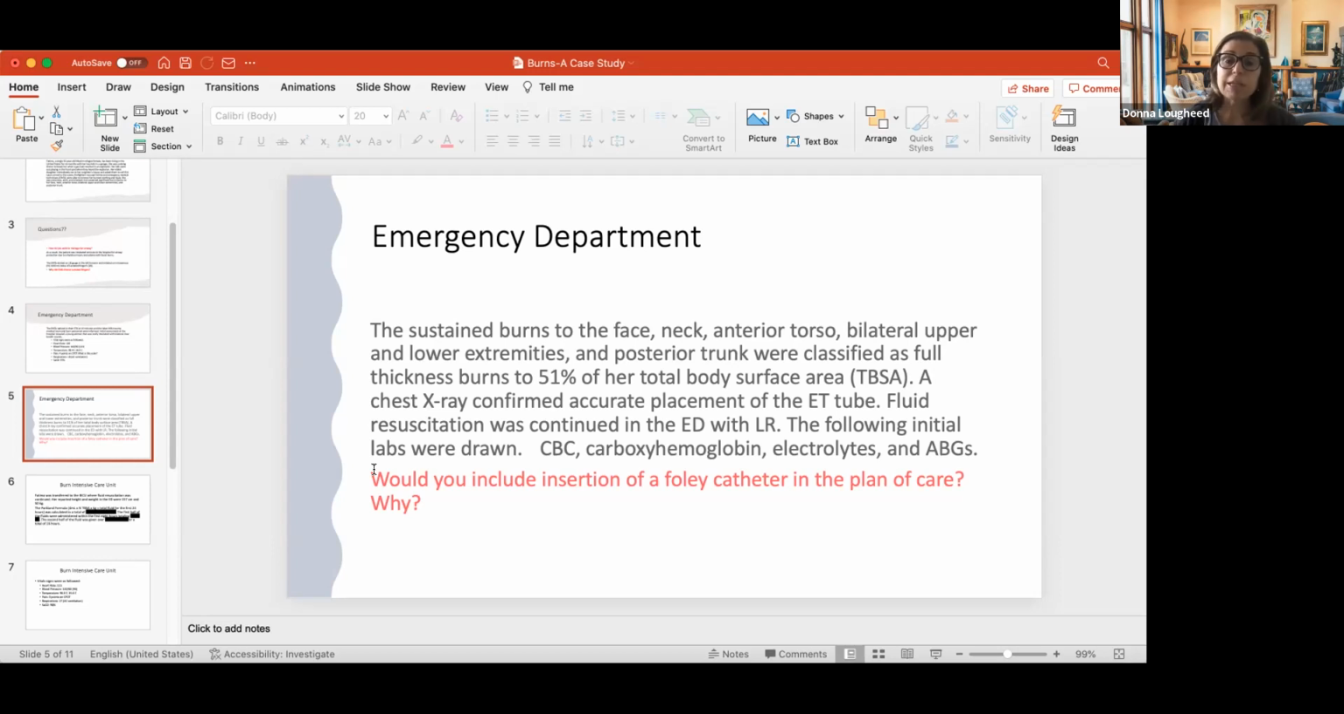We did a chest x-ray. We confirmed accurate placement of that ET tube. And so now we want to start fluid resuscitation. The following initial labs were drawn. We did a CBC, a carboxyhemoglobin, electrolytes, and ABGs. Would you insert a Foley catheter now?